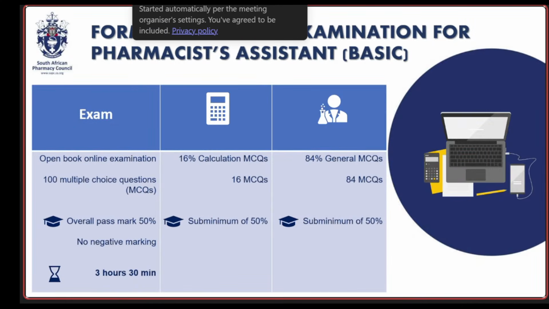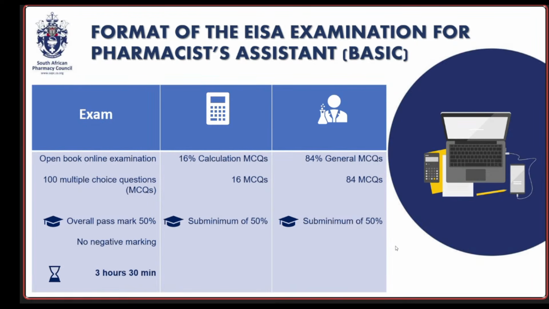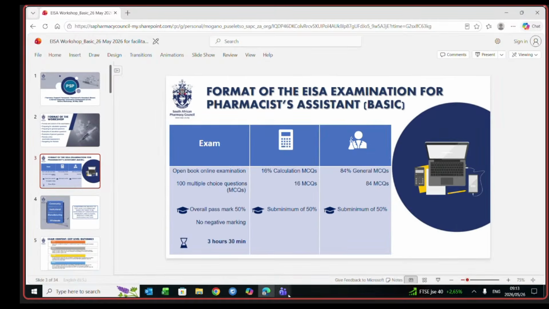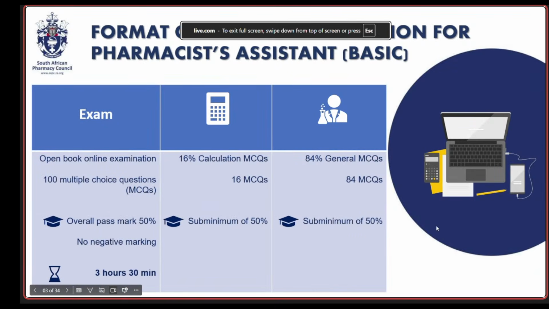Okay, so the format of the EISA for the basics: the exam is an open book online examination. It has 100 multiple choice questions. The overall pass mark is 50% and there's no negative marking. So you need to make sure that you go through and answer all the questions, because there's no negative marking.